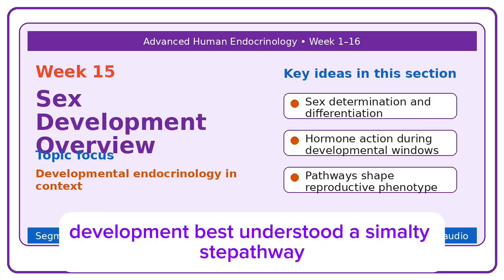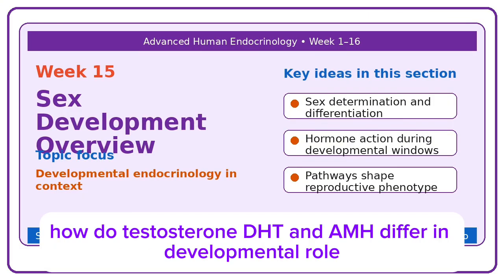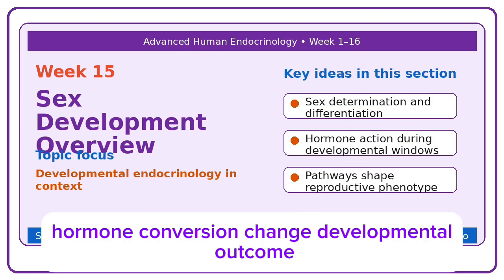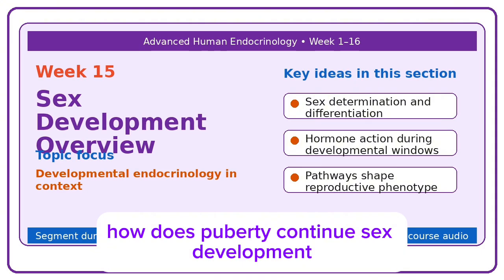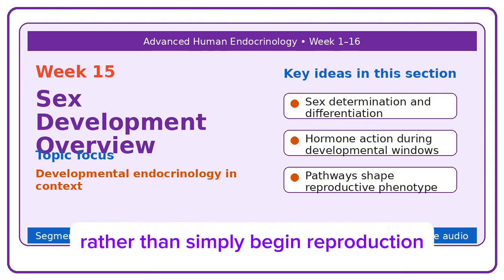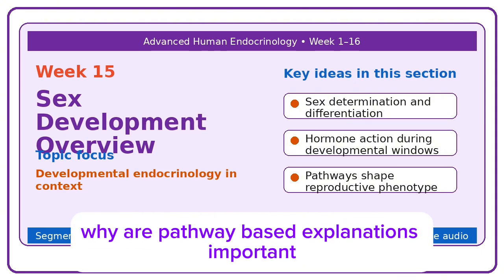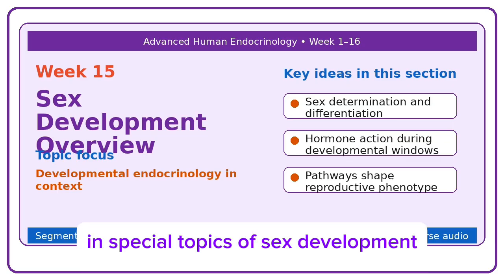Suggested reading guide. Why is sex development best understood as a multi-step pathway rather than a single switch? How do testosterone, DHT, and AMH differ in developmental role? Why can tissue-specific hormone conversion change developmental outcome? How does puberty continue sex development rather than simply begin reproduction? Why are pathway-based explanations important in special topics of sex development?